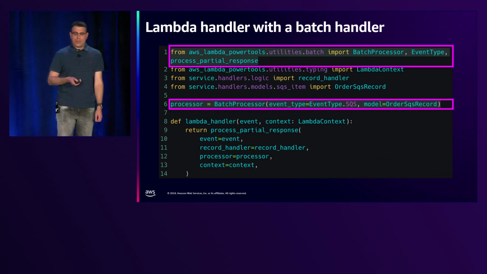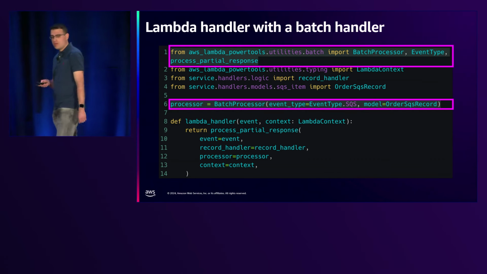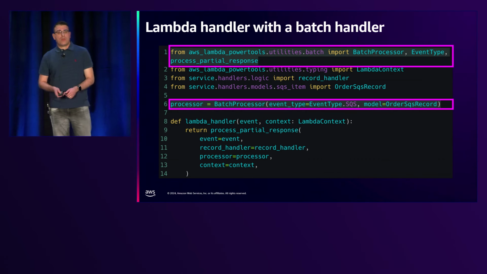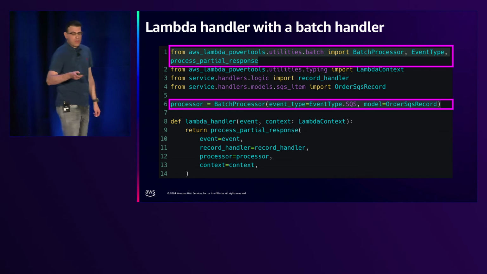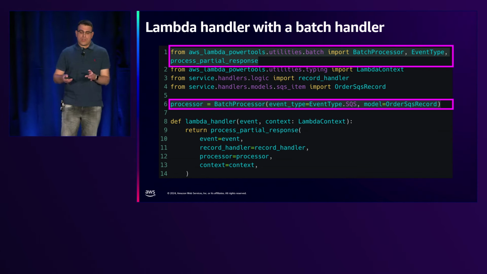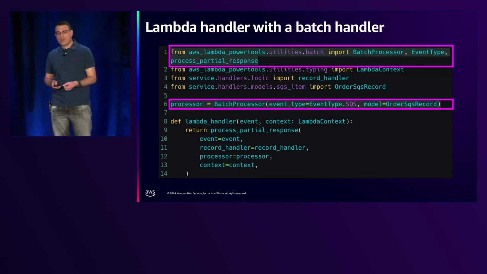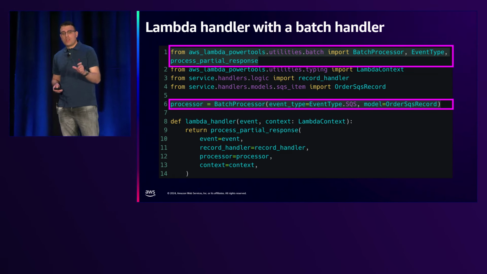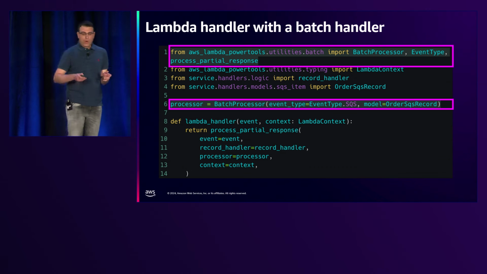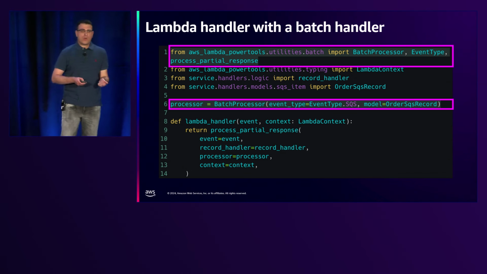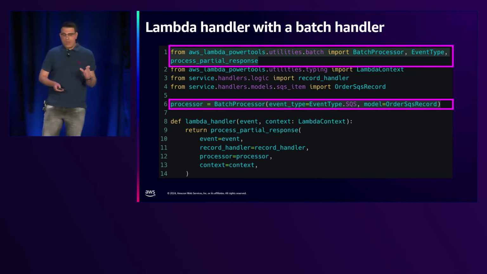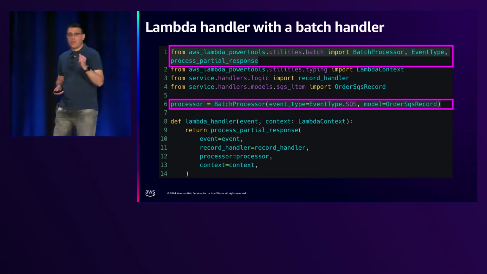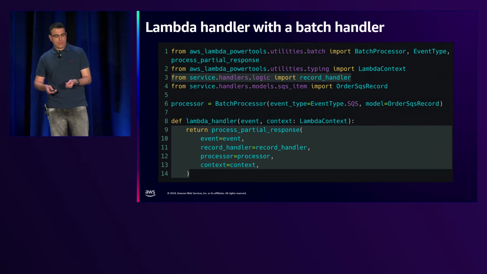So we're going to write a Lambda handler, Python variation. And we're going to use the Powertools batch processor. So in line 6, I'm going to define the batch processor. I'm going to set it to a type of SQS. You have other types and other options other than SQS. And then I'm going to set the model for the order SQS record. That's a Pydantic model. That's my input validation schema for each of my items. It has built-in support to do the parsing for you.